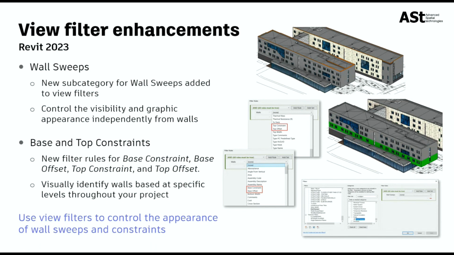2023 has a new subcategory for wall sweeps that has been added to the view filters, making it possible to control the visibility and graphical appearance of the wall sweeps independently from their hosts. So for example, you can create a view filter that overrides the line work that will display for the wall sweep subcategory. Once this filter has been defined and added to the view, wall sweeps are automatically colorized as specified.